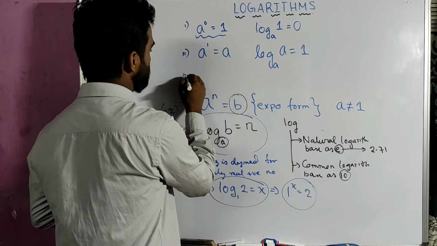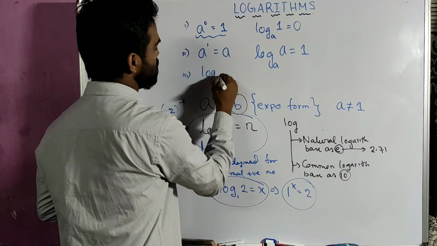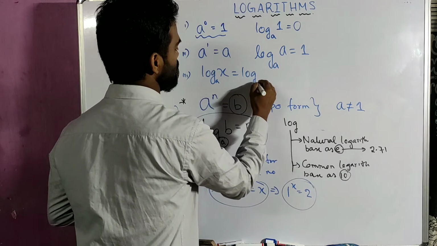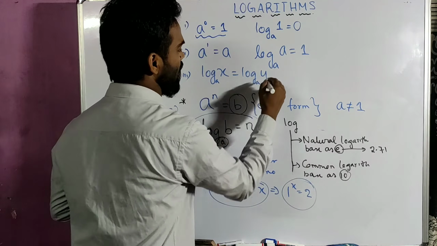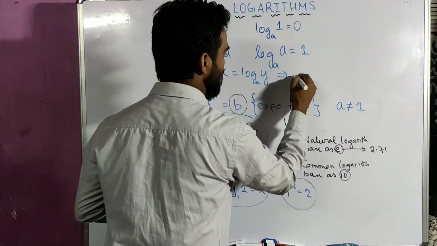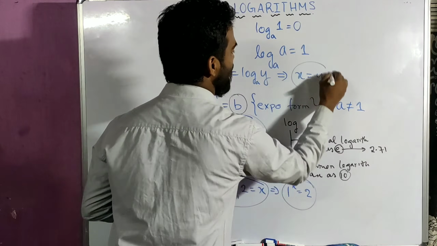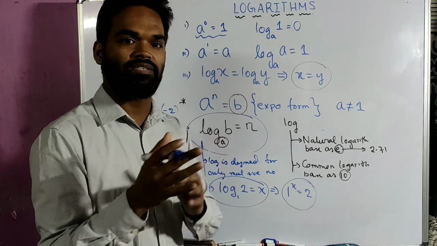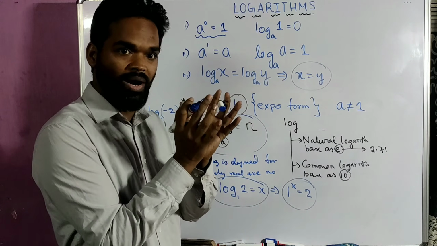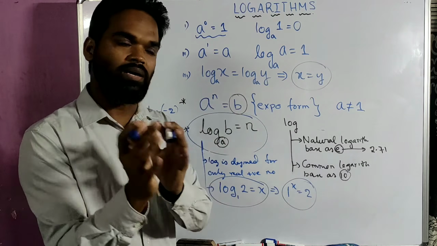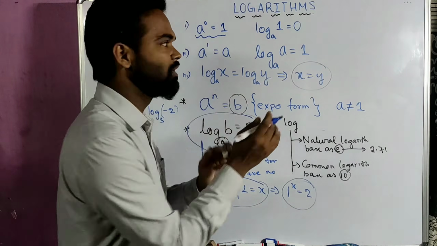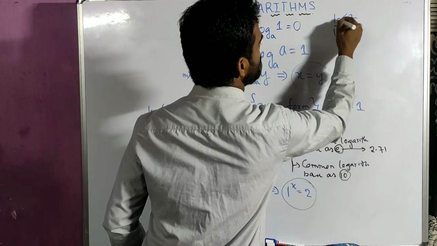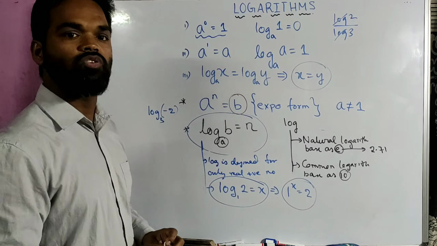One more thing, log x, base a, suppose is equal to log, same base, y. We can say that x equals y. You never cancel log. It's like sine theta, cos theta, where sine theta is one term. Similarly, log x is one term. You can't have something like log 2 by log 3 and then cancel log. No, this is not possible.